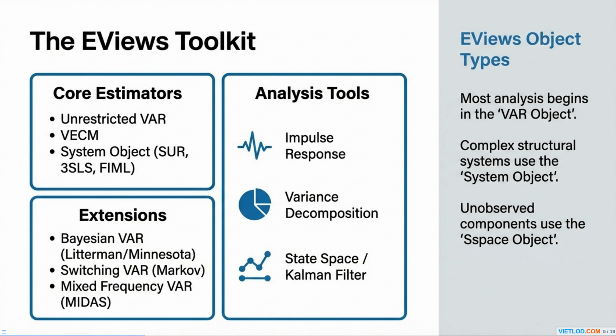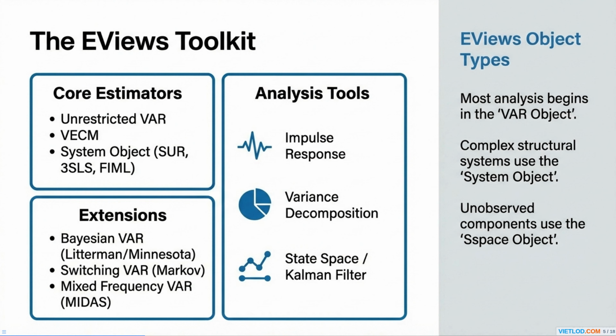EViews provides a comprehensive toolkit for multiple equation analysis. For core estimation, it includes widely used models like the unrestricted VAR and the VECM. Most general analysis begins in the VAR object. For more complex structural systems, the system object offers methods such as SUR, 3SLS, and FIML. Beyond these, EViews features advanced extensions like the Bayesian VAR, useful for forecasting with many variables, the switching VAR for handling structural breaks, and mixed frequency VAR.